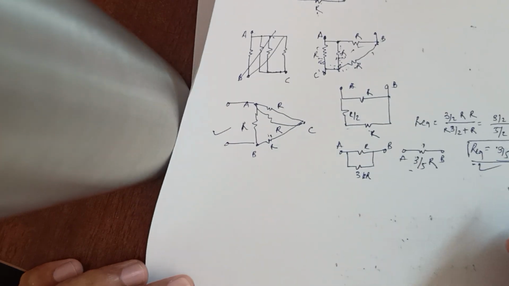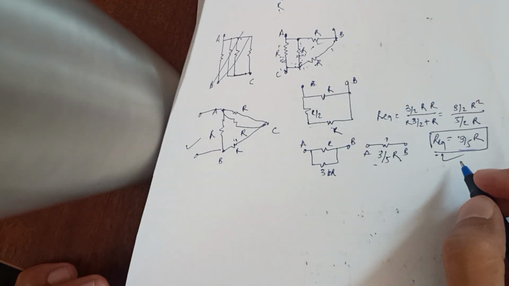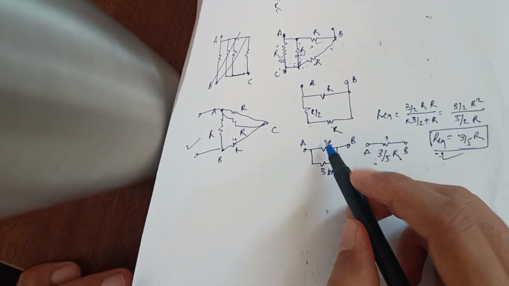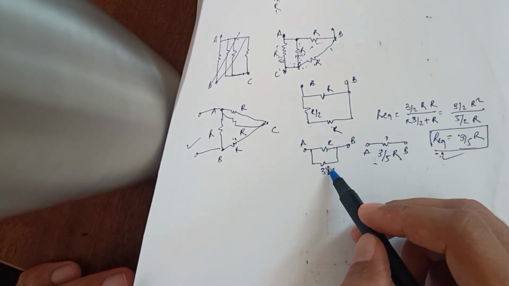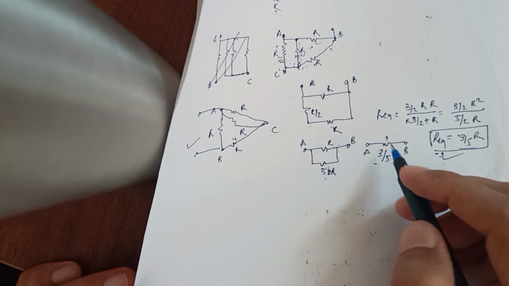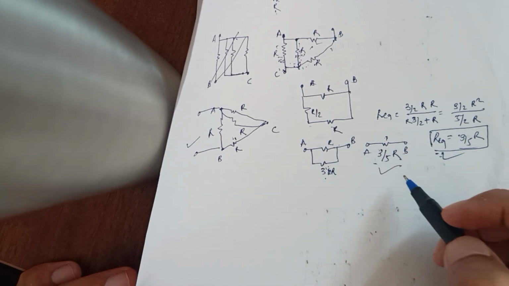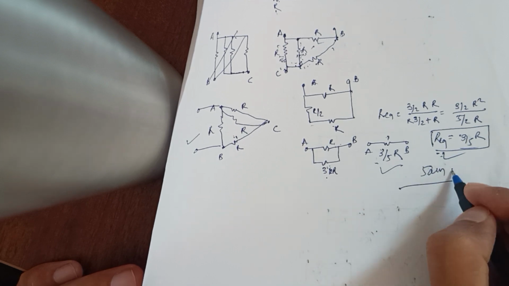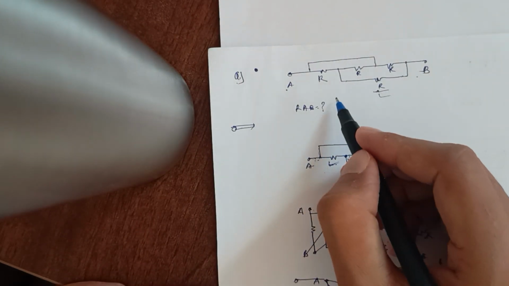So this is the solution. What we did was put 3R and 3 by 2 R in parallel, and we got 3 by 5 R. This is the solution of this question.